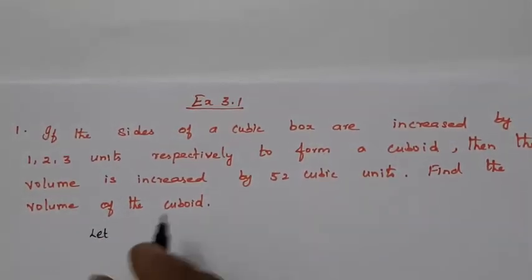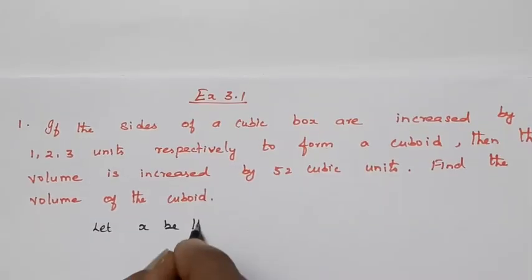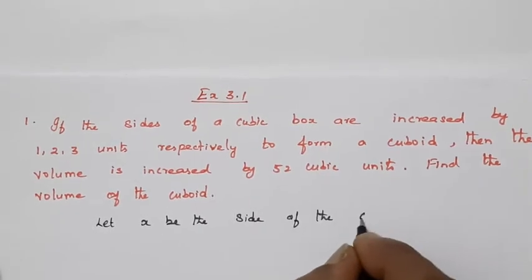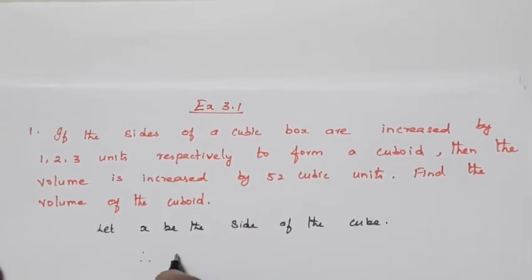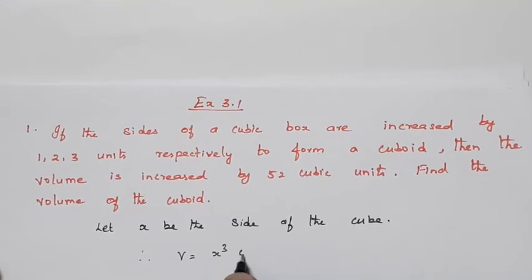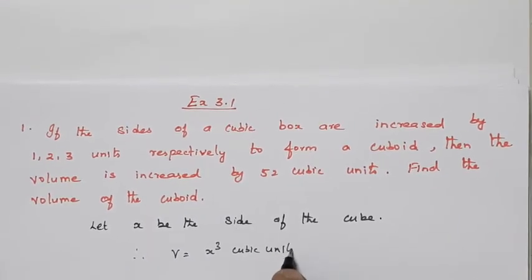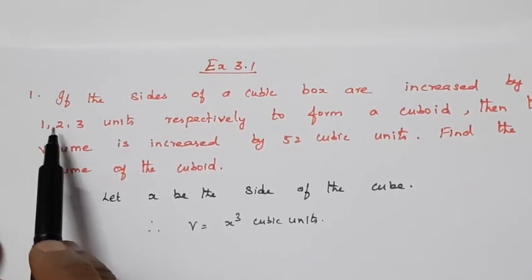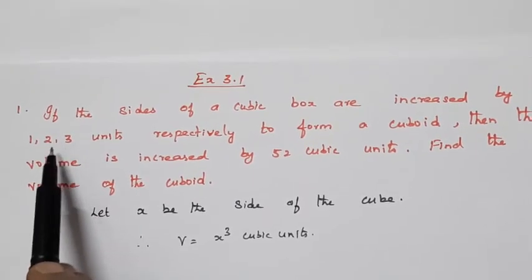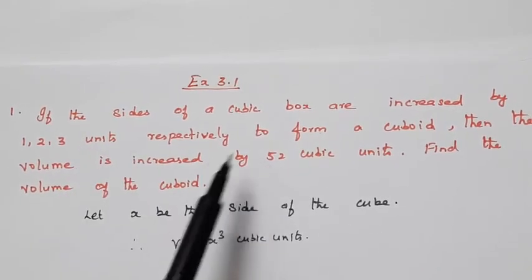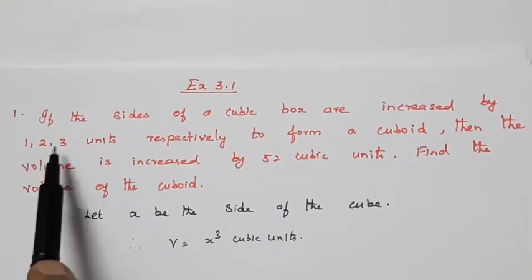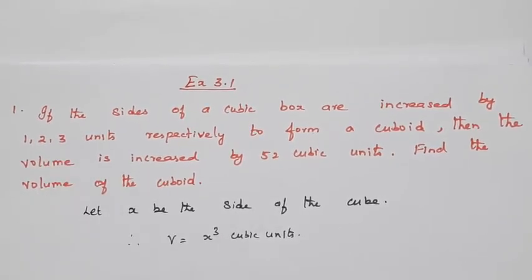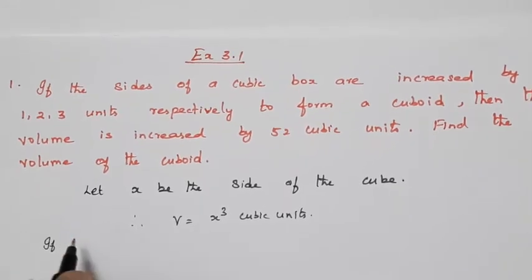So let us take x to be the side of the given cube. Therefore what would be its volume? Volume is nothing but x cube cubic units, right? If the length, breadth, height are increased by 1, 2, 3, then the resulting cuboid will have length x plus 1, breadth x plus 2 and height x plus 3.